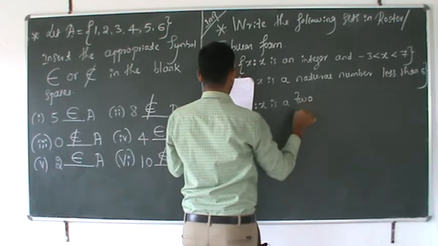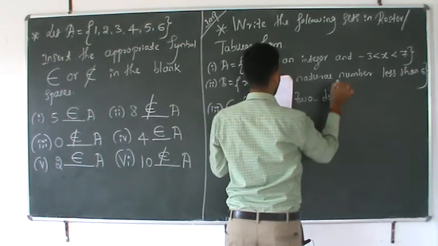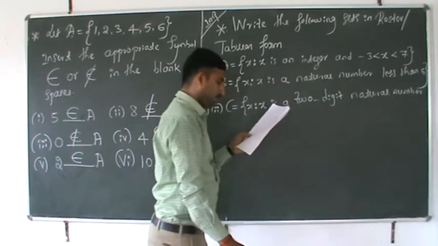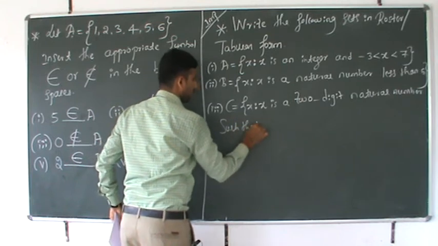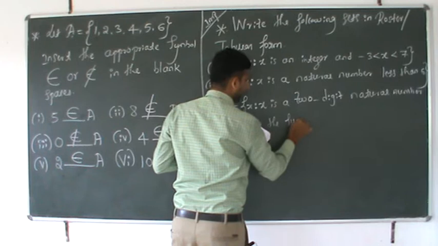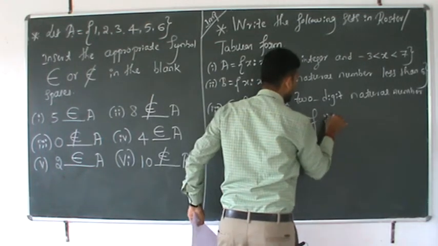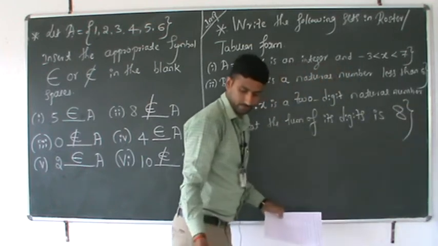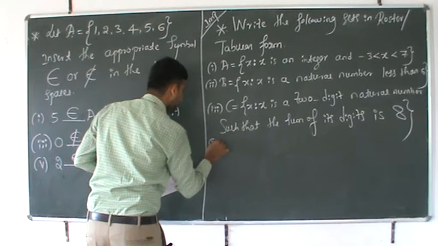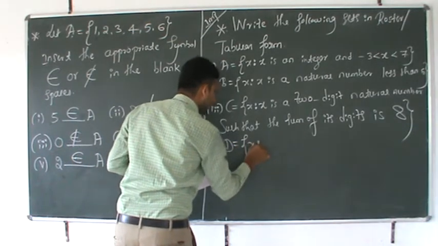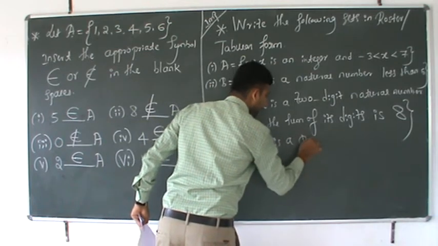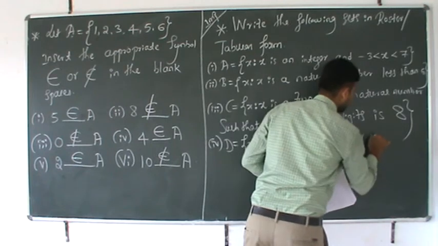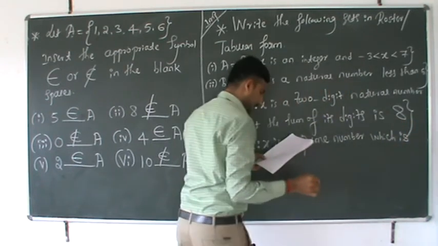Third one, C equals x such that x is a two-digit natural number such that the sum of its digits is 8. Fourth one, x such that x is a prime number which is a divisor of 60.